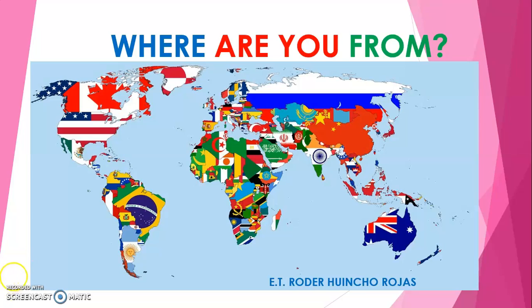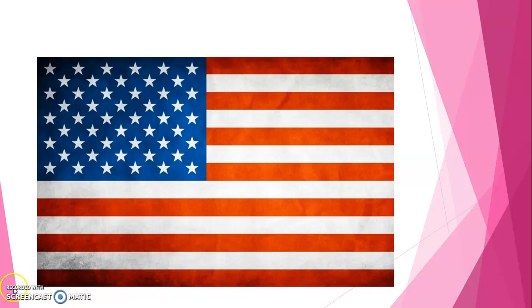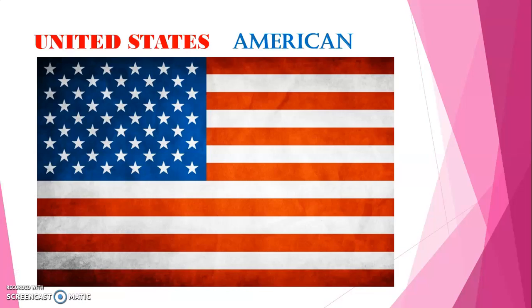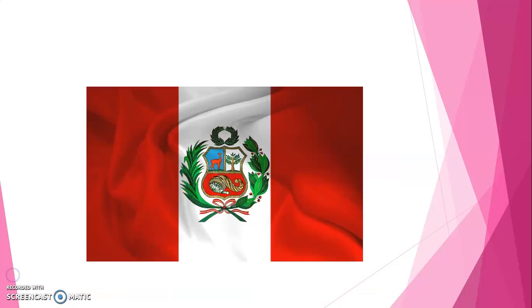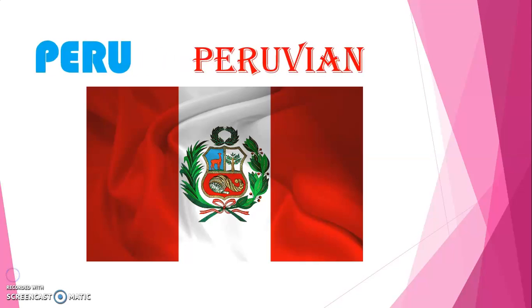Here we go. First of all, where are you from? And the way to answer that could be something like this. Let's look at the flag. Of course, you know this is the American flag, from the USA, the United States of America. So, where are you from? I'm from the United States. I'm an American. Nice. Let's take a look at the next one. This is the Peru flag. So the question is, where are you from? I'm from Peru. I'm Peruvian.